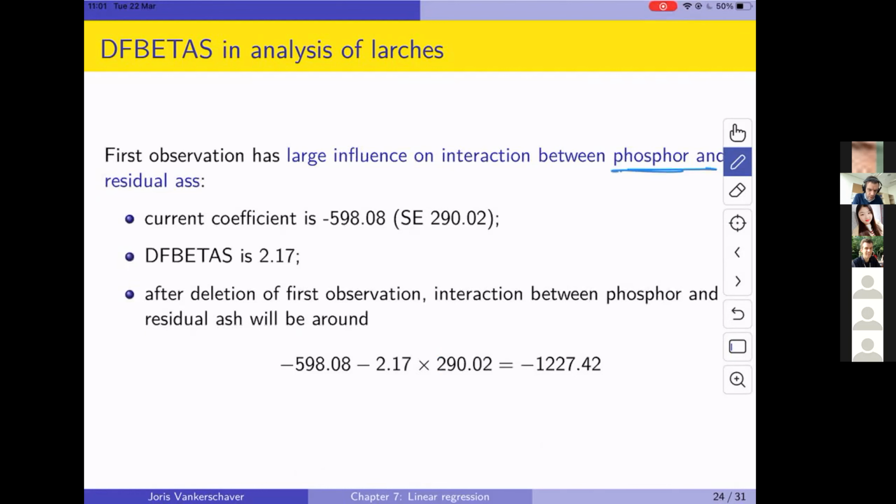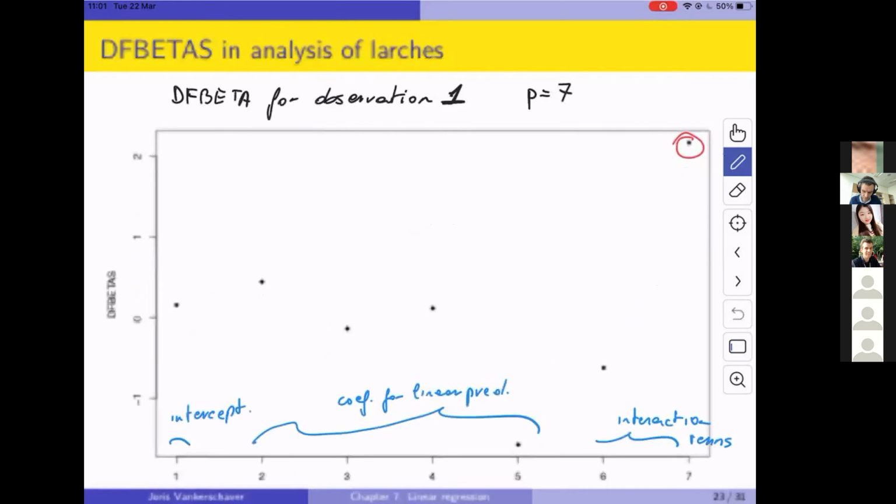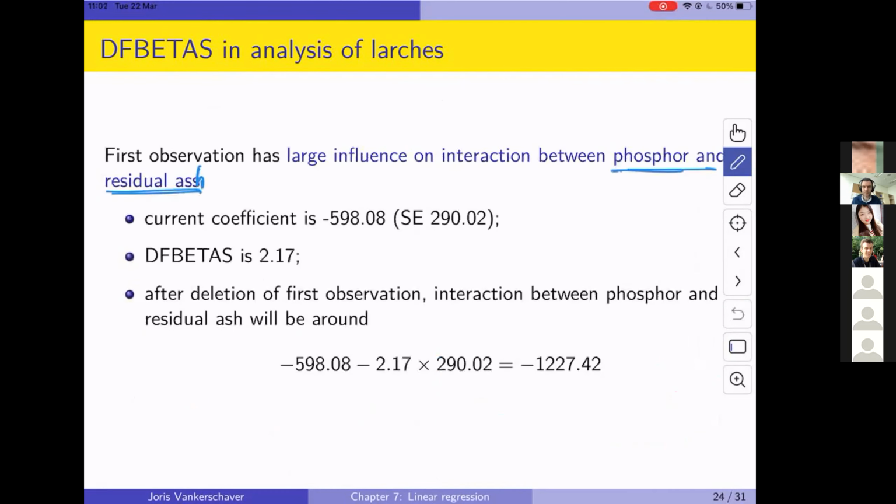So the coefficient that I just mentioned, number 7, is the interaction between phosphor and residual ash. So you can add that here. Phosphor and residual ash. Okay. All right, so let's play with that a little bit.